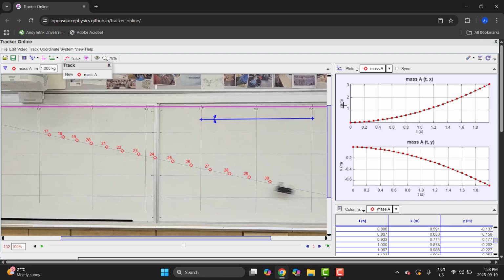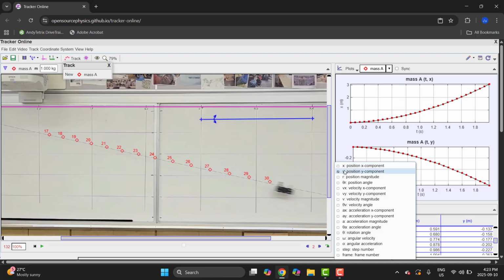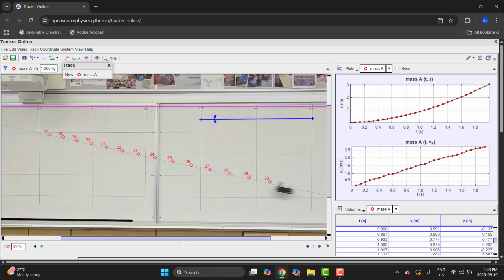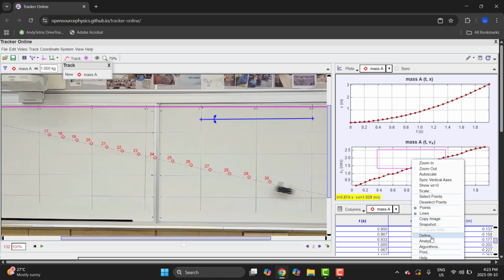First thing we're going to want to do is change and look at just one dimension at a time by clicking on the y and changing it to the velocity in the x direction. We can now see that our position time graph, which is curved, results in a pretty much linear relationship between velocity and time, which we can now analyze and get the slope of by right-clicking on the graph and going to Analyze.